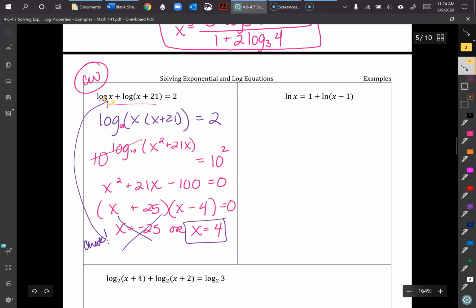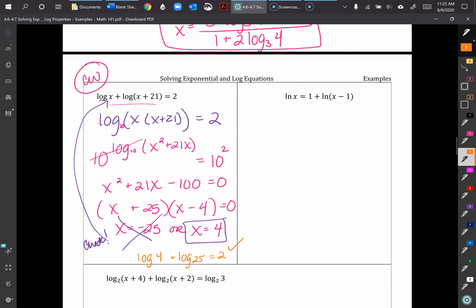So the negative 25, when I check back into the originals, is not going to work anywhere. So my answer is 4. 4 is fine. That's in the domain. And if I were to crunch those numbers, I would have log of 4, and you could do this on a calculator. You could check it: log base 10 of 4, you just hit the log key and 4 and enter, plus log of 25 is going to equal 2. So you can check that out on your own just to make sure if you want to do that.